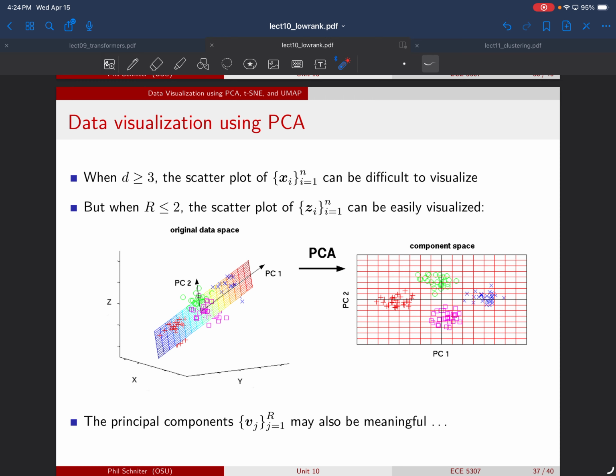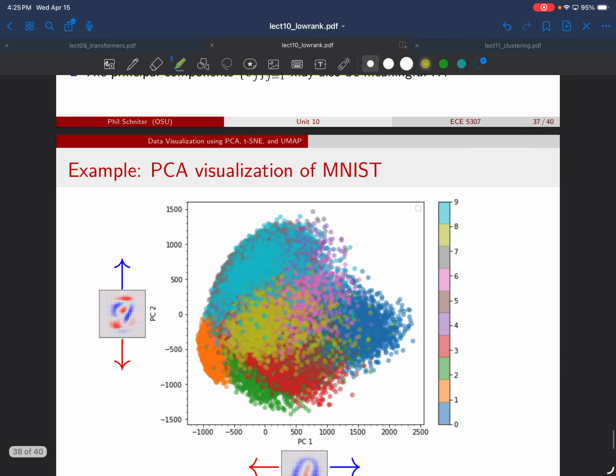These were labeled features, so these are the features labeled red, green, and so on. And not only are these coefficients interesting to look at, but sometimes the principal components are also insightful. So let's look at another example.